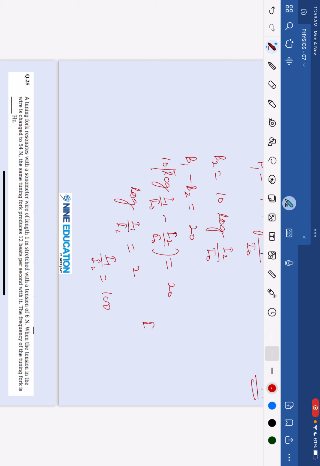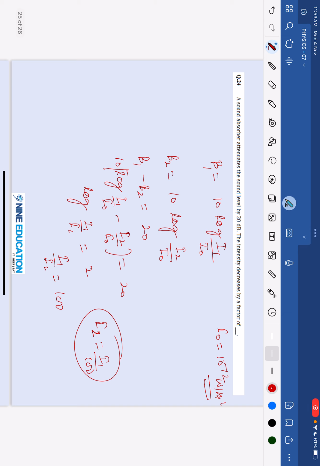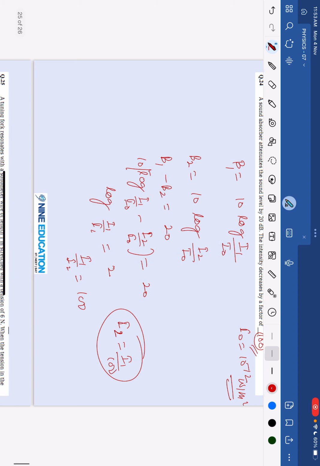So I2 is going to become I1 by 100, which basically means the intensity decreases by a factor of 100. So we are getting I2 equals I1 by 100, correct?